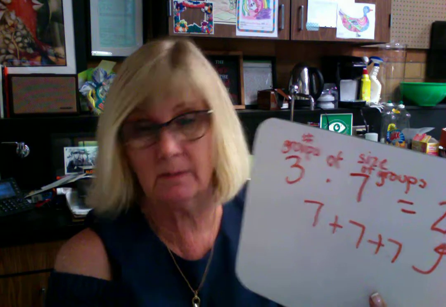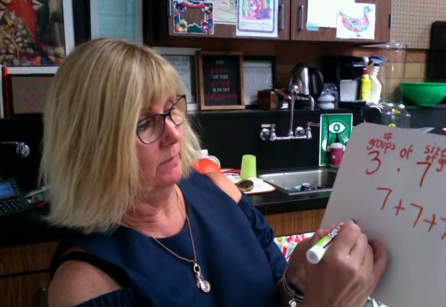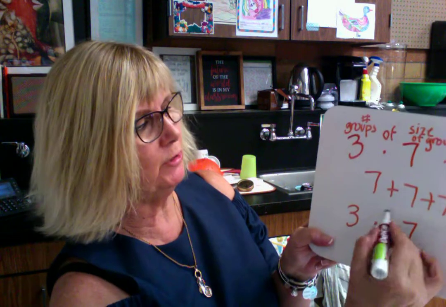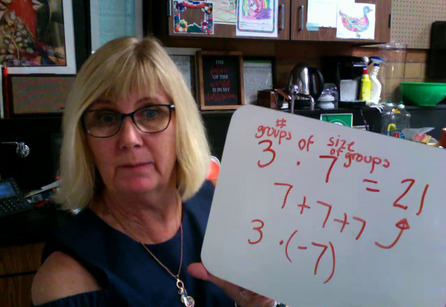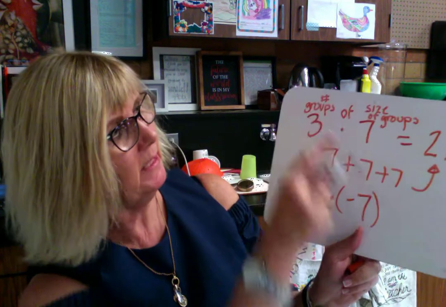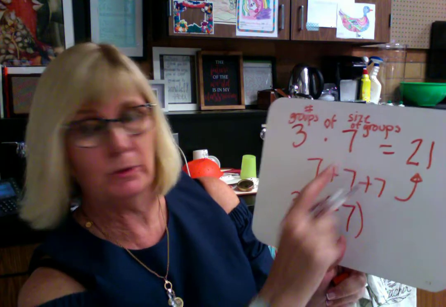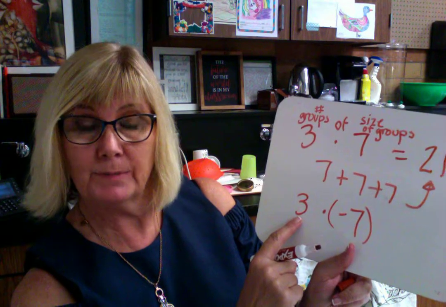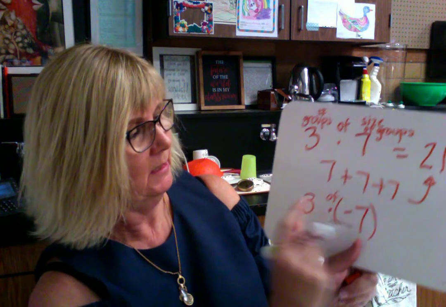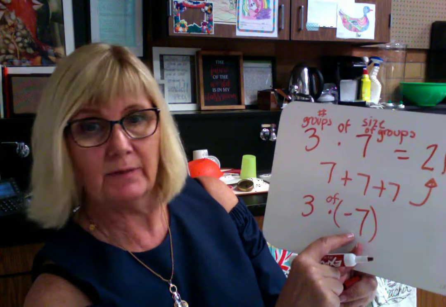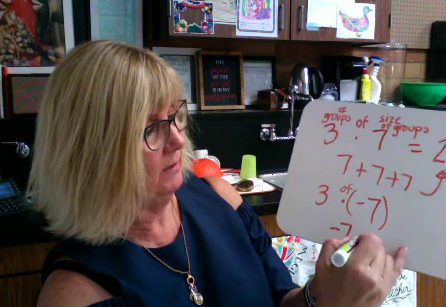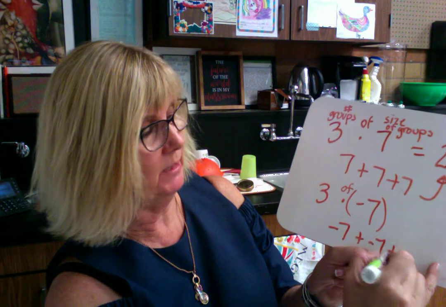Makes perfect sense. Okay, so what about this one? 3 times negative 7. And oftentimes you're going to see the negative number in parentheses, not always, but a lot of times. So if we're thinking about the groups of and the size of the groups, this means 3 groups of negative 7. So again, this means 3 groups of negative 7. So how would I write that sentence? Negative 7 plus negative 7 plus negative 7.